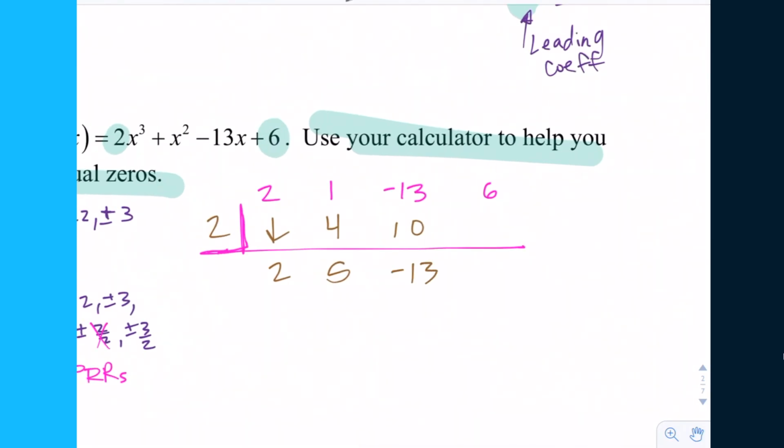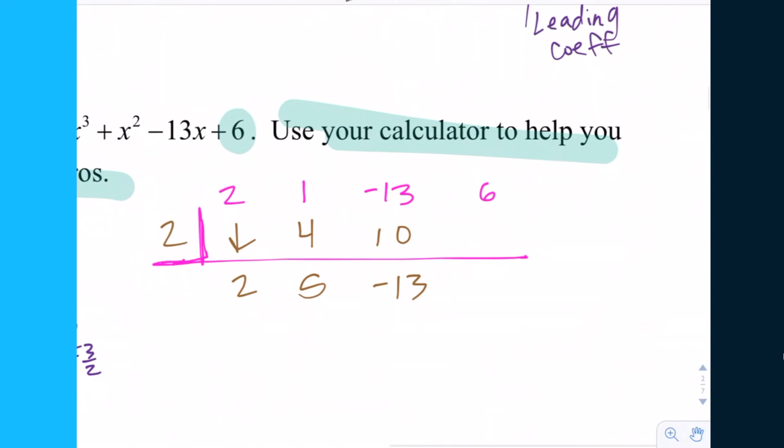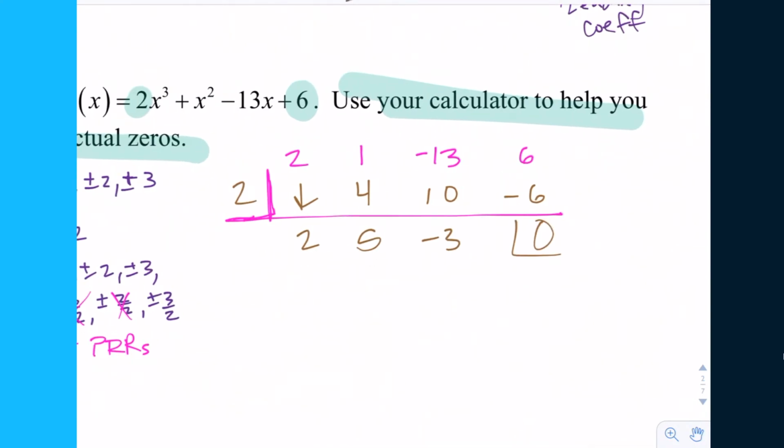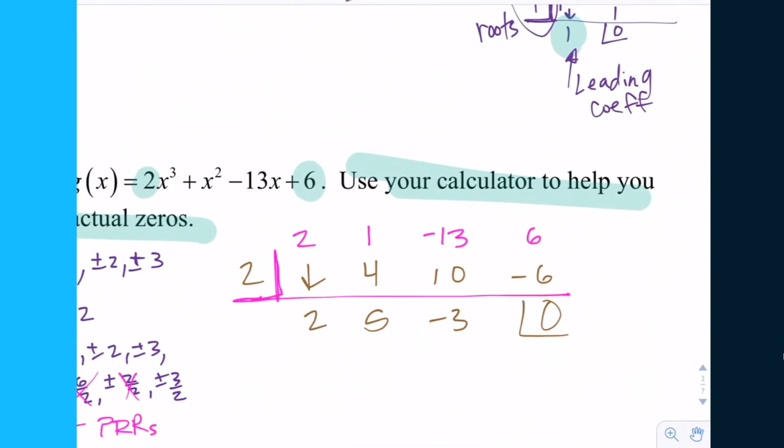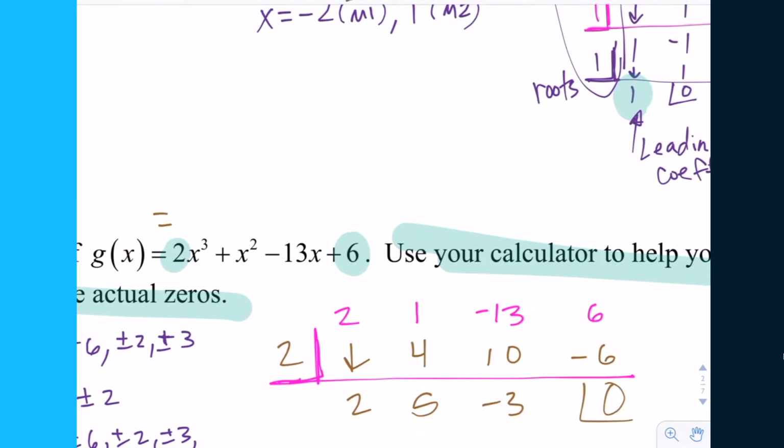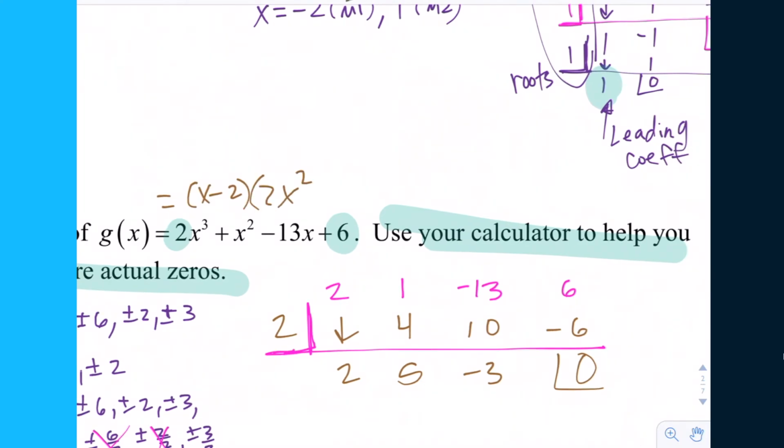Or I might just have you list the possible ones and tell me how many are distinct. Oop, I messed that up. So negative 6, we do get 0. Okay, so here's what we know then. We know that this polynomial, 2x cubed plus x squared minus 13x plus 6, factors into x minus 2 times 2x squared plus 5x minus 3, yeah? Because these right down here are the coefficients of your quadratic. So 2x squared plus 5x and then a minus 3.